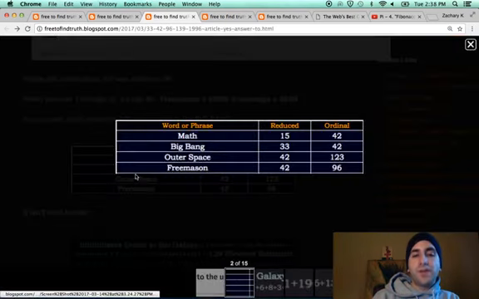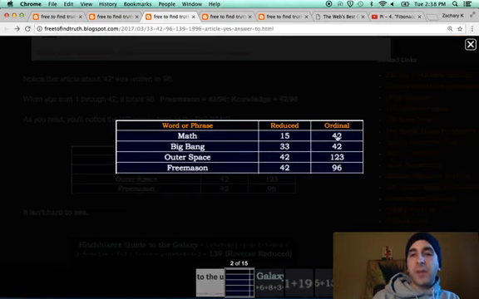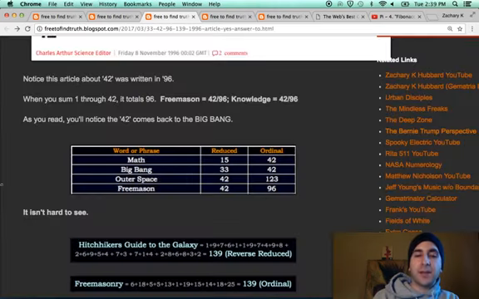Here's just some relevant 42 that we haven't talked about. Math, 42. Again, Big Bang, 42. Outer Space, 42. Freemason, 42. Hitchhiker's Guide to the Galaxy has a lot to do with outer space.